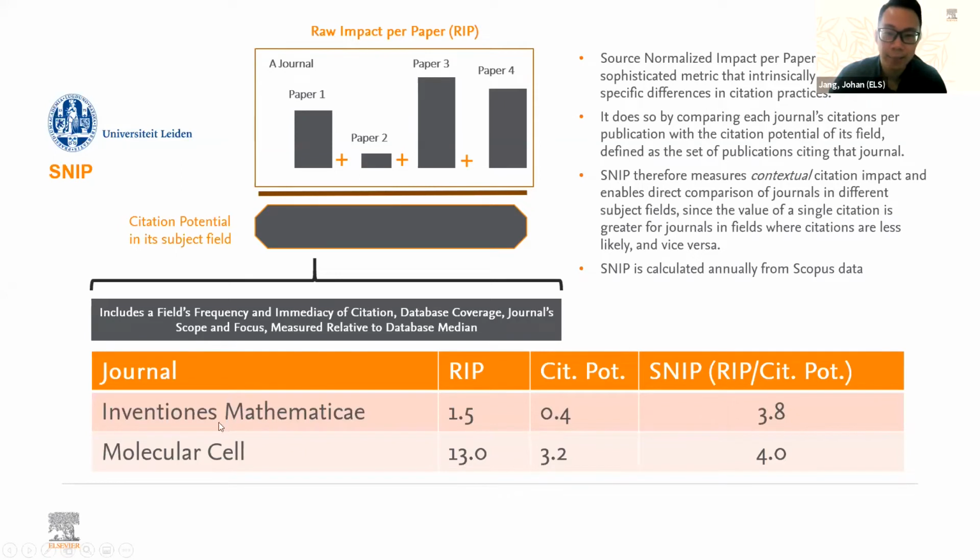So this is just an example. I have 2 journals. The first journal is a math journal. The second one is a biology journal. So RIP for the first journal is 1.5. Meanwhile, for the second journal, 13. Now, the citation potential for the math journal is 0.4 according to SNIP, and for biology is 3.2. Of course they will keep on updating this; it is not set in stone. Based on that, SNIP will be RIP divided by citation potential. So this number divided by this, you get this number. Same with the next journal. So that's how SNIP works.